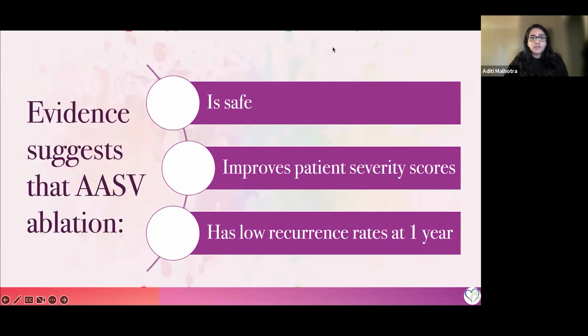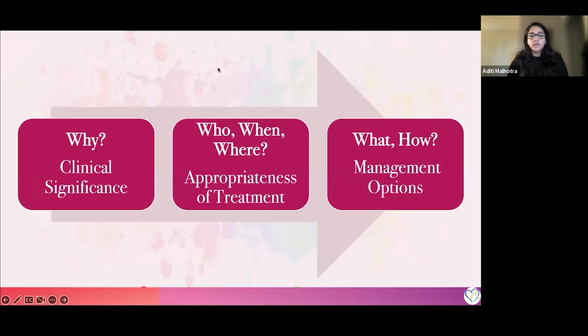This paper had also commented on the evidence behind AASV ablation up until 2020, and it was deemed that AASV ablation is safe, it improves patient severity scores, and it has low recurrence rates at 1 year, all of which are very important things when it comes to our clinical decisions of when to treat our patients. Now I'll be moving on to the what and the how.